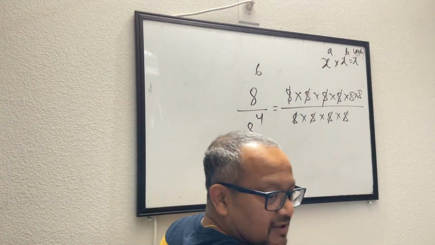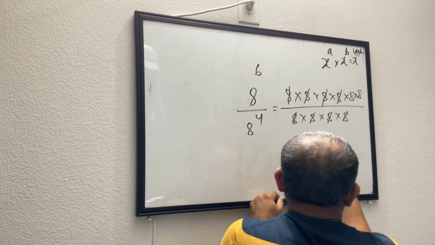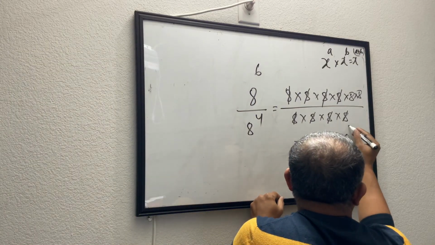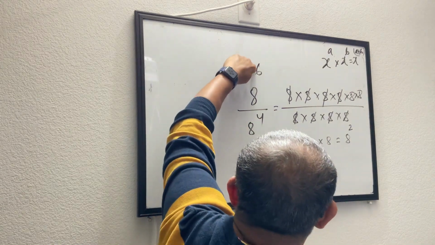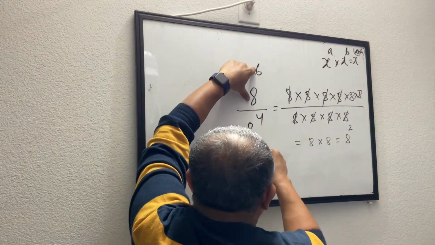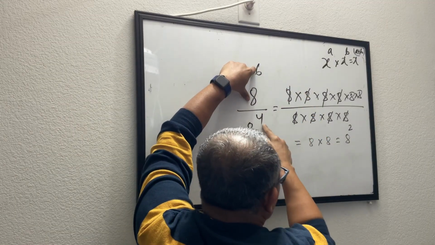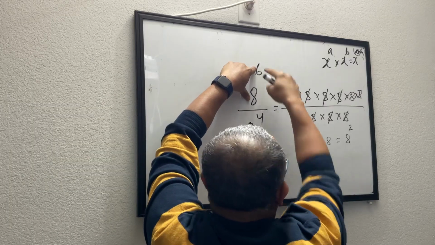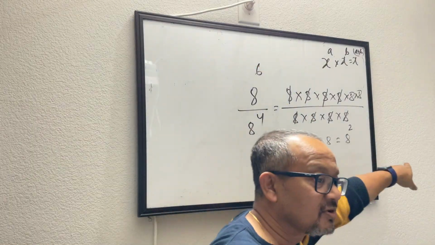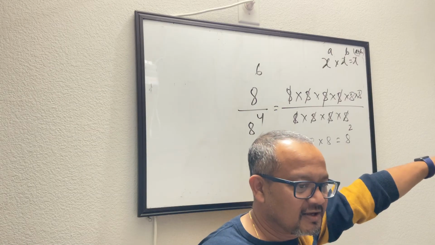What are we left with? 8 times 8 into 8. How can I write this? 8 to the power 2. Yeah? What are you seeing here? Both had the same base, the power of the numerator and the power of the denominator. You subtracted the power of the denominator from the power of the numerator. That is how you got a 2. Am I making sense?